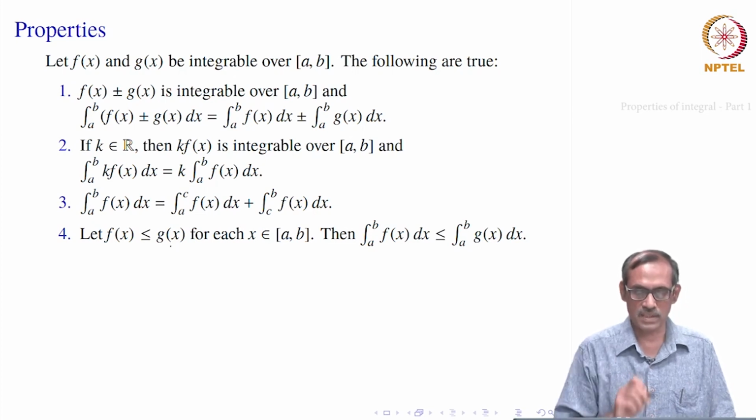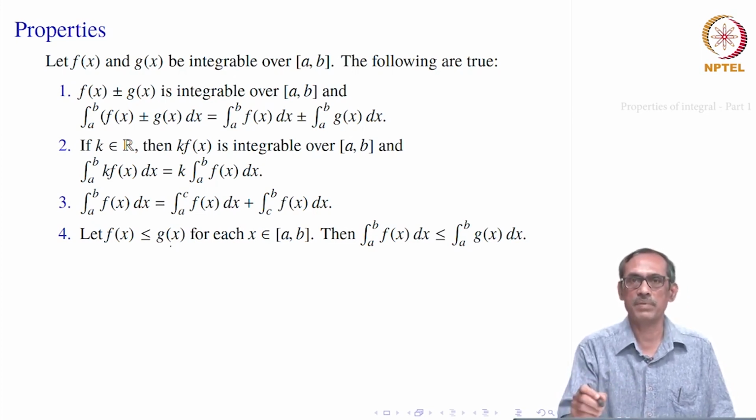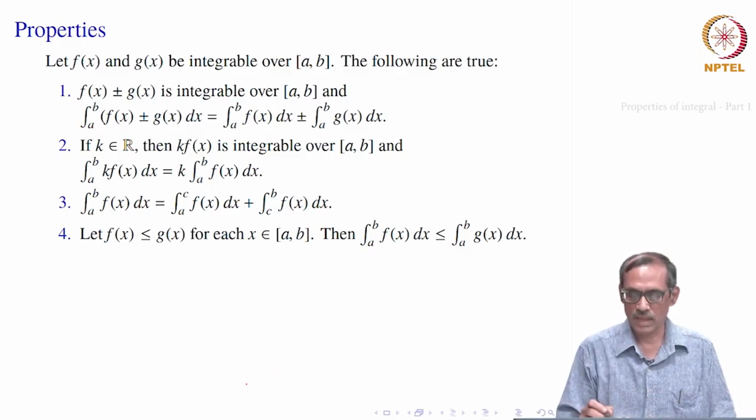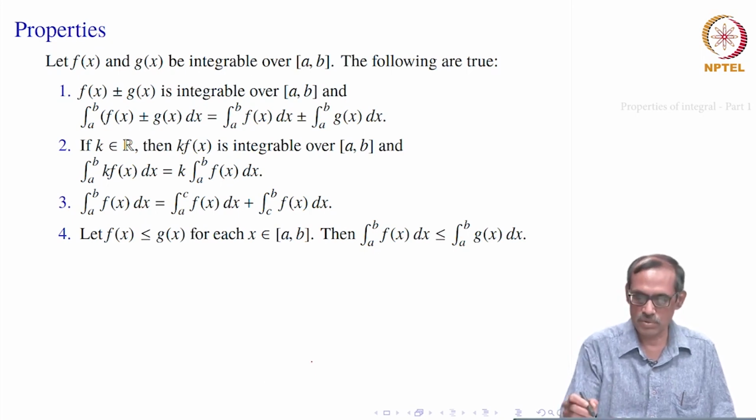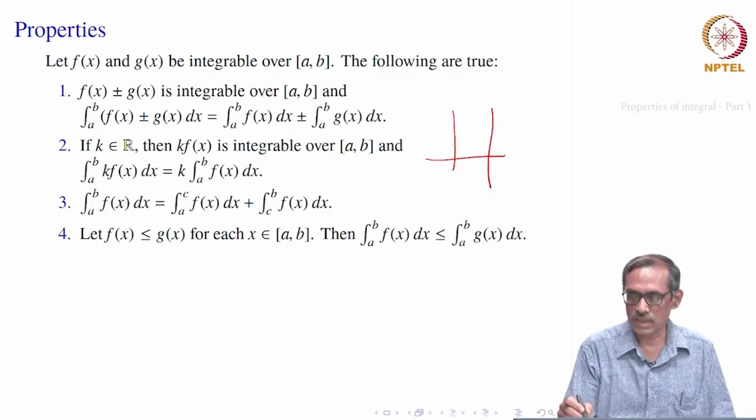Suppose f(x) is less than or equal to g(x) at every point x in [a, b]. So, g is dominating f. Then the same inequality also will hold for the integral. That is also clear from the Riemann sum definition. And if you see geometrically, f is here and g is lying above it, maybe at some point it is equal, something like this. So, then the area under g will be bigger than the area under f, that is what it says.